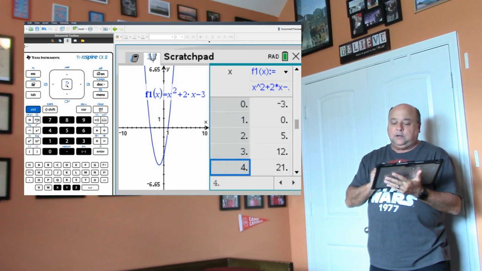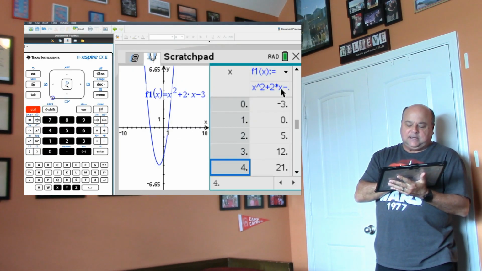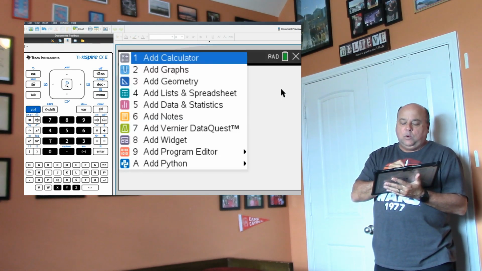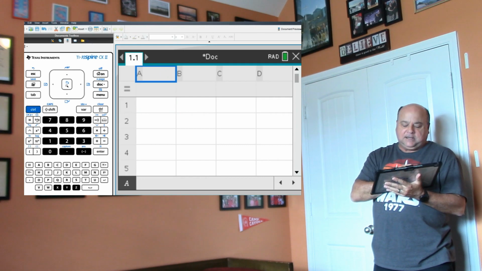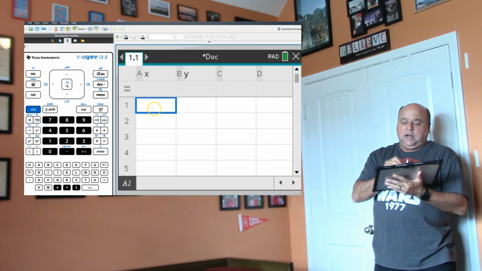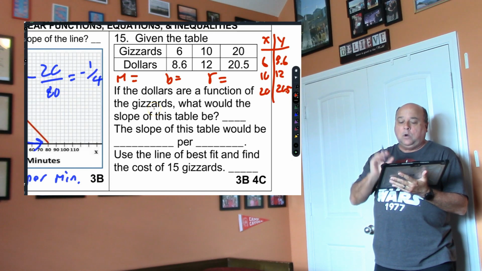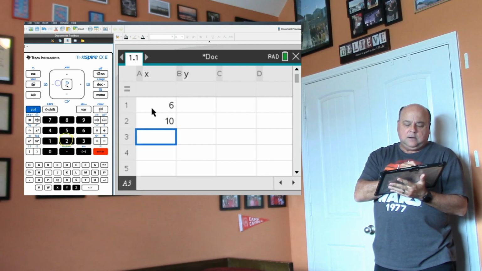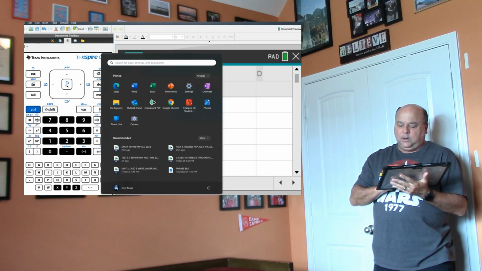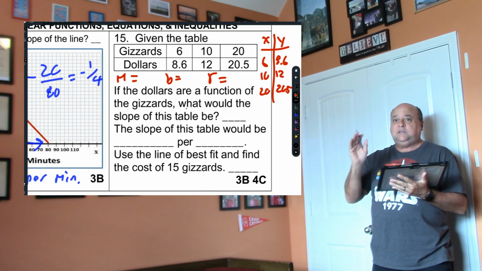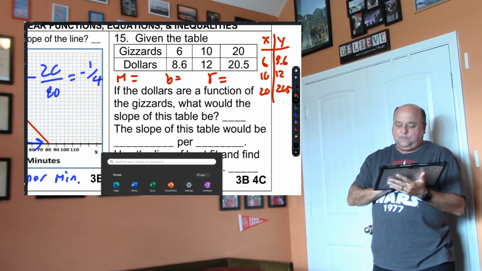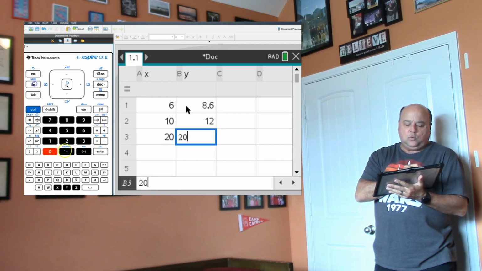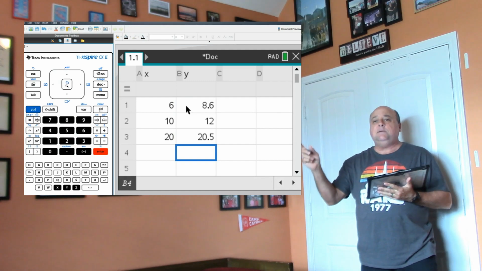So I'm going to go to the calculator. I'm going to hit Control-T to get the table out of here. And then I'm going to hit Home. Remember, to get a spreadsheet, 1. We want a spreadsheet 4. And then I'm going to type in the X and the Y. So we want 6, 10, and 20. And then over here I want 8.6, 12, and 20.5. So I have my X and my Y in.